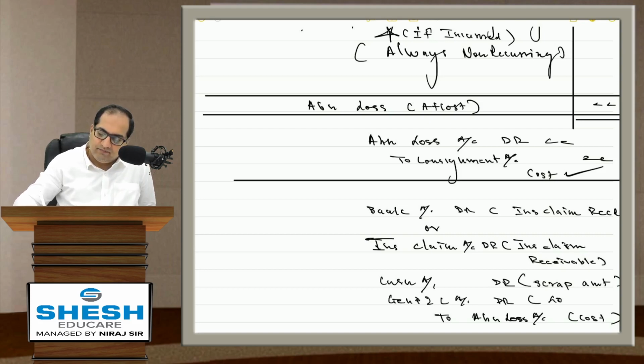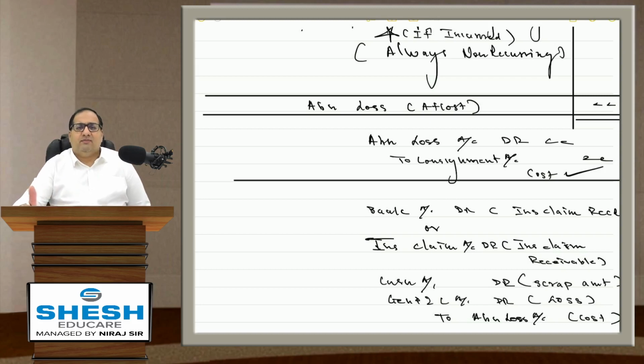It's a loss. Just to make you understand, if the value or cost of abnormal loss is 5,500. We managed to get from the insurance company 5,000 and 200 we got it as scrap. So 5,200 recovery against loss of 5,500. So we have suffered a loss of 300 which is debited to general P&L.